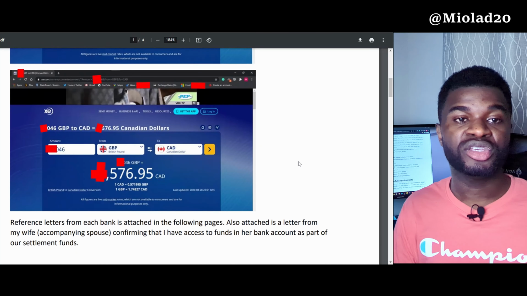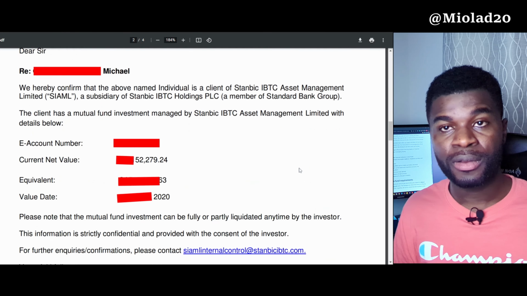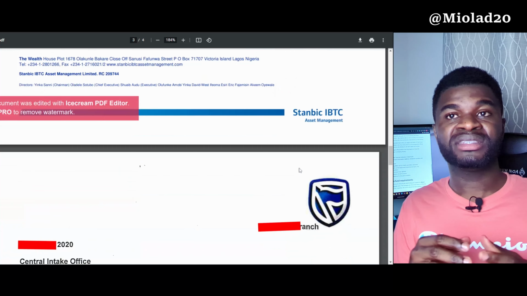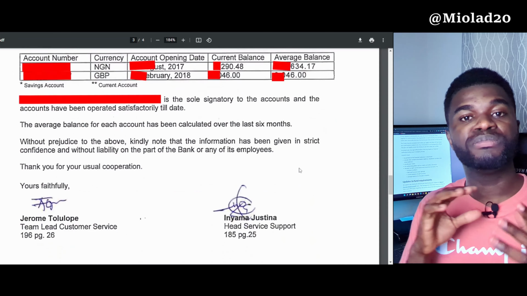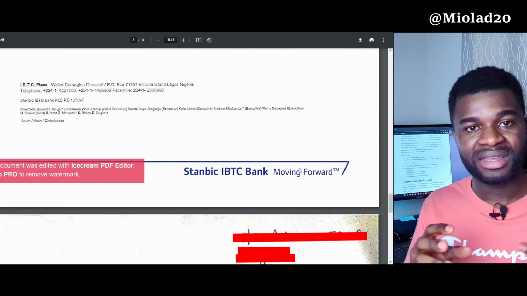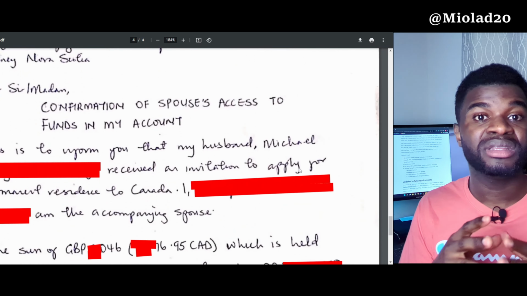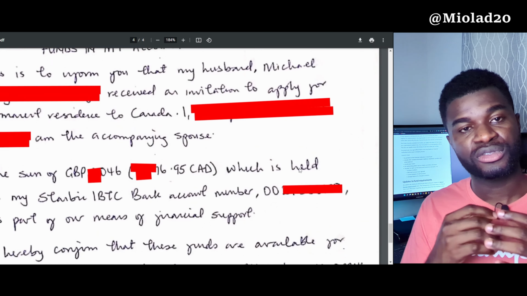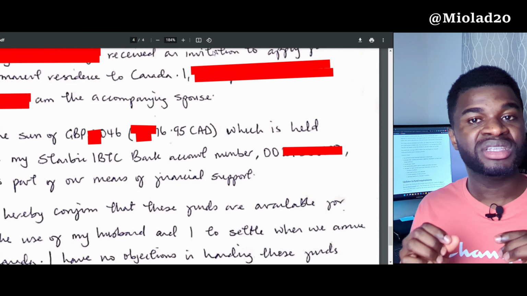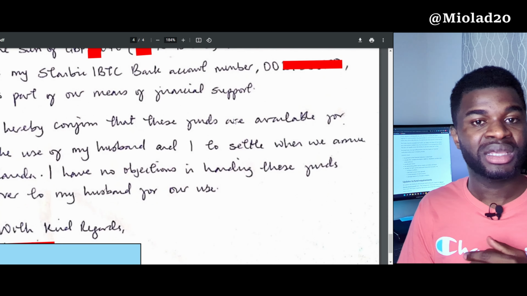The third thing is to include the reference letter you've gotten from your bank, right? Then the last thing is, if you're combining money from your spouse's account, make sure that your spouse writes a letter that is addressed to the visa officer stating or confirming that you have access to that money and the money has been set aside for the purpose of you settling down in Canada.